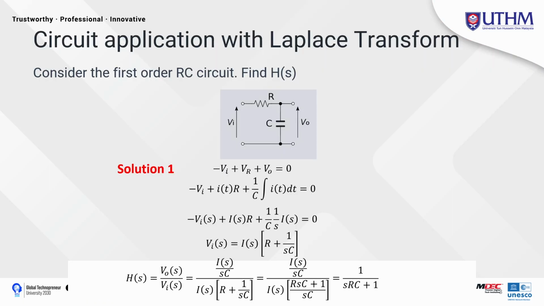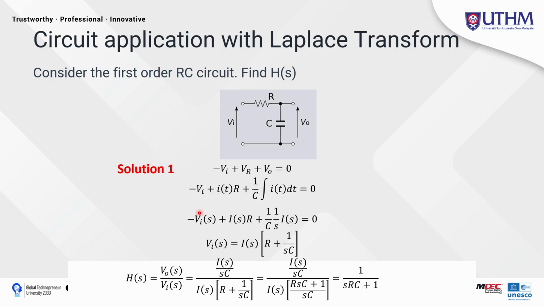Now let's look at the example of the circuit. Consider a first order RC circuit, find the H(s). So this is the RC circuit, resistor and capacitor. We have the input Vin and the output Vout. So let's use the Kirchhoff voltage law, KVL. Then we obtain negative Vi plus VR plus VC equals 0.